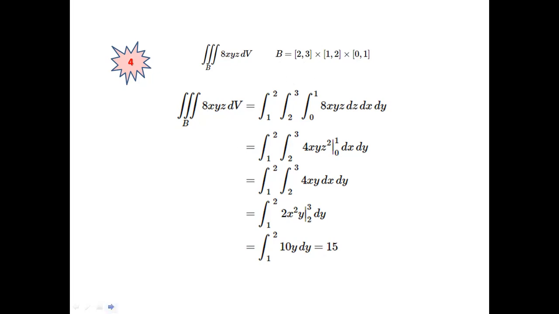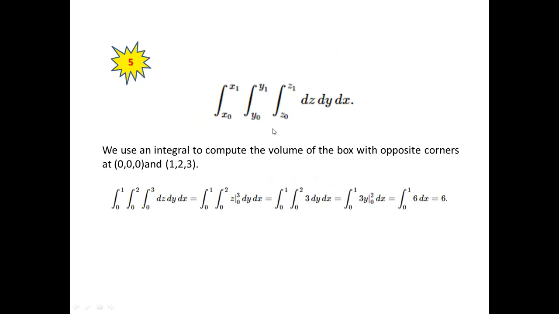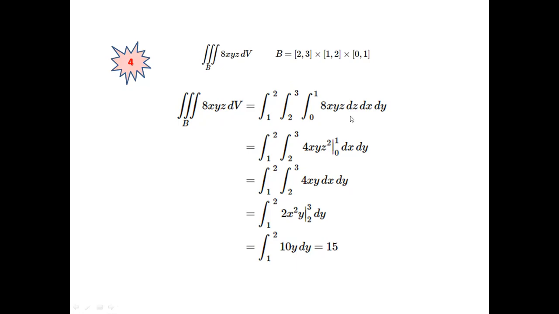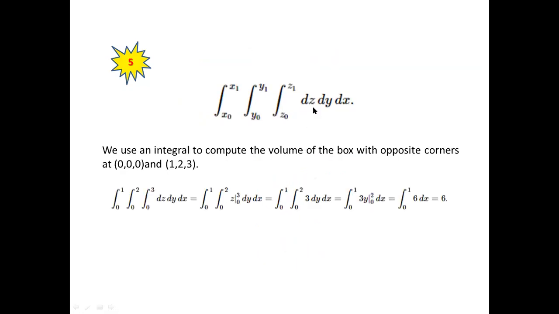Okay, now the same example, this time we change. In here, we start with dz dx dy. In here, we have dz dy dx. So here is the general way of how to do it. And in terms of a specific example, these are your limits. Now, what is the problem in the first place? We use an integral to compute the volume of the box with opposite corners at 0, 0, 0. So one corner of the box is at 0, 0, 0, the origin. And the other corner has its x on 1, its y on 2, and its z on 3.